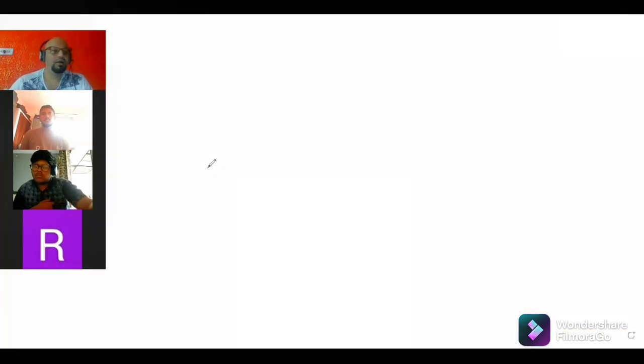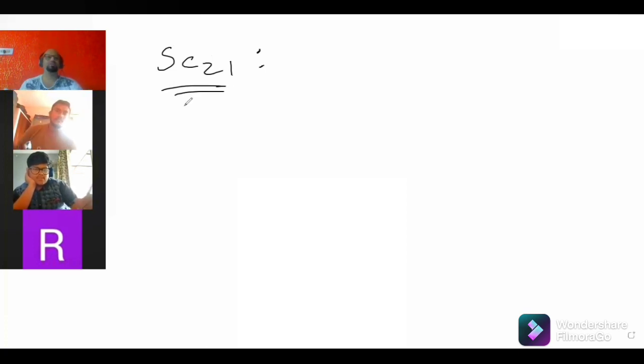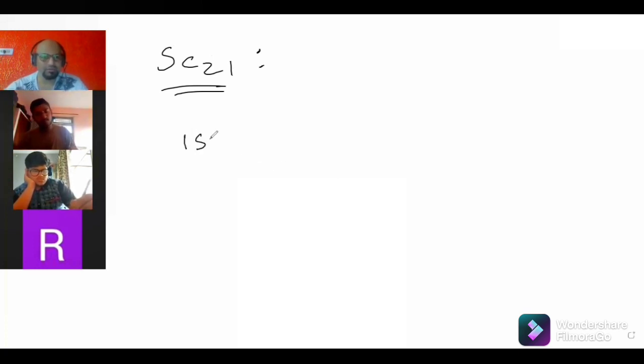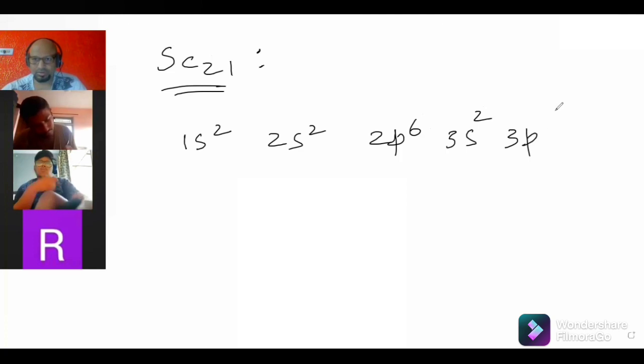Sir, don't show the example. Let us solve it first. You want to solve? Okay. Yes, sir. Scandium, 21. Can you tell me the period number and group number? You do it yourself. I'm writing down the electronic configuration. 2p6, 3s2, 3p6. So period is 4 and group number is 3.